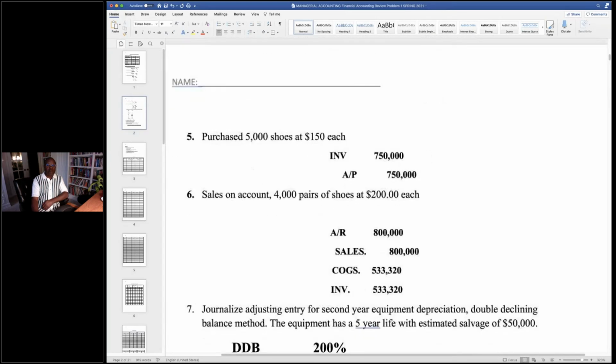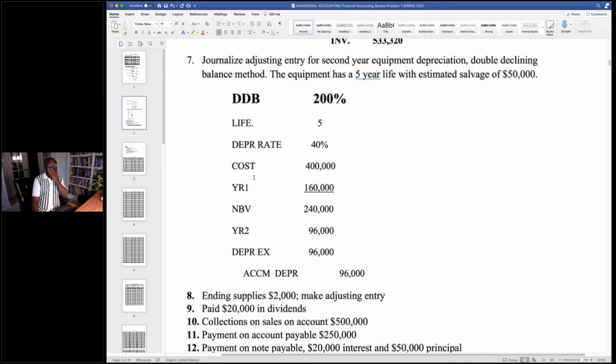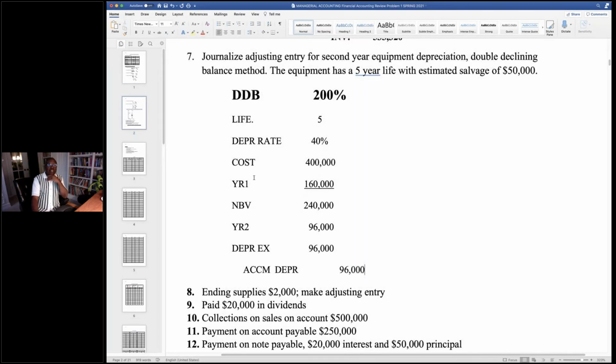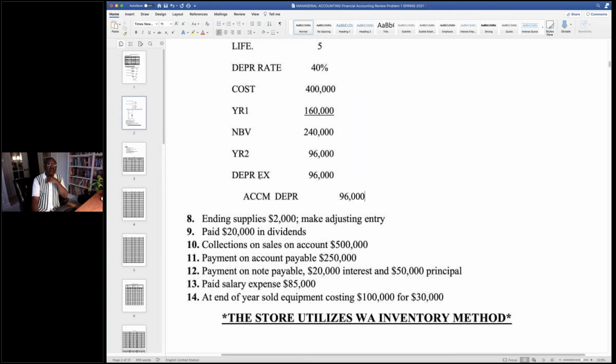Okay. Ending supplies, $2,000. Make the adjusting entry. What's an adjusting entry?